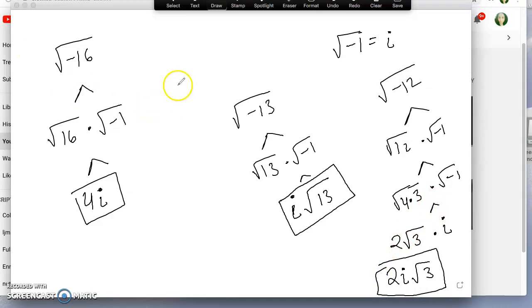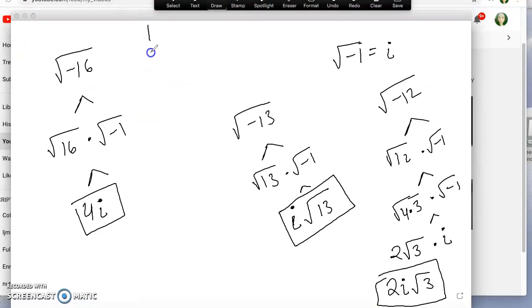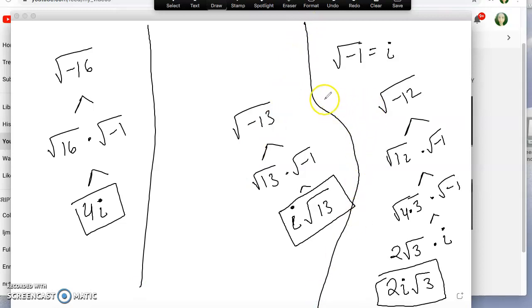So here are 3 different examples of how to solve for a radicand that has an even index and a negative radicand. You split it into a product of square root of -1 and the other factor, and then you continue to simplify.